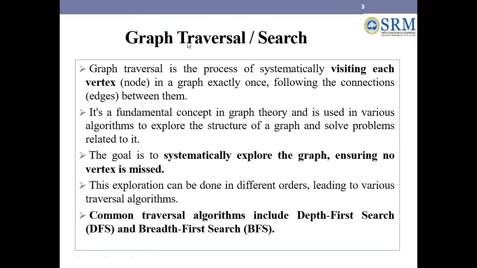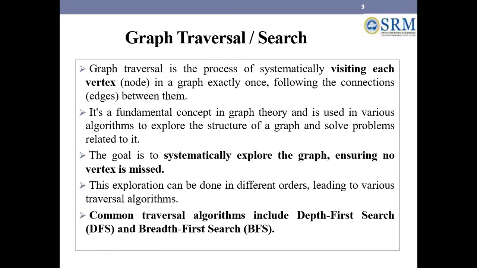And we will see what is graph traversal. Graph traversal is a process of visiting all the nodes exactly once. This is called graph traversal or search. Starting at a one point, we visit all the vertices only once. That is called graph traversal.